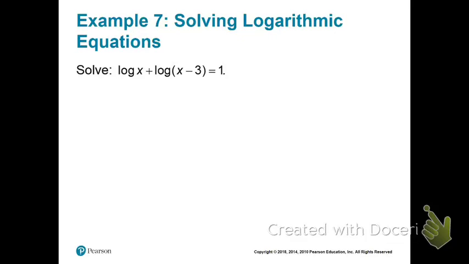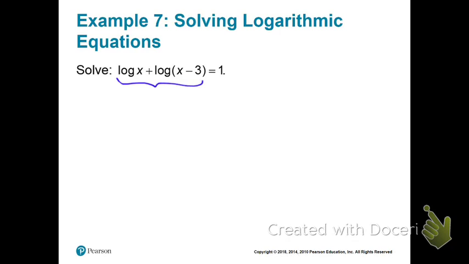All right, let's solve log of x plus log of x minus 3 equals 1. Well, I need to get this where it's log equals a number. So, how can I combine those two logarithms? I don't remember.